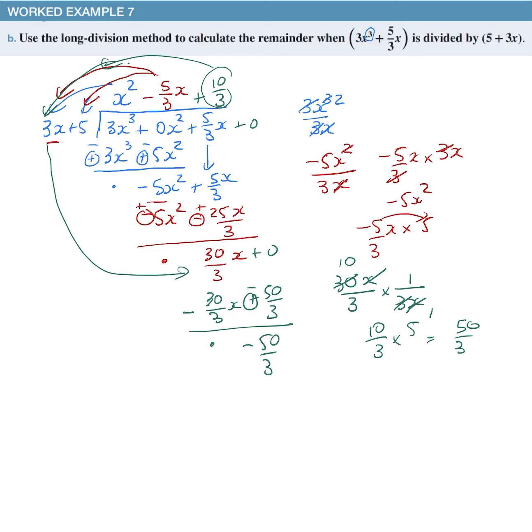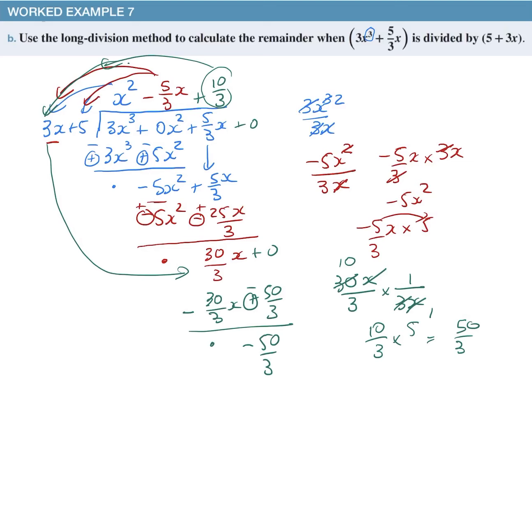There are no x's, which means that this x can't divide into negative 50 over 3. So that will be the remainder. So the question was calculate the remainder. The remainder is negative 50 over 3.